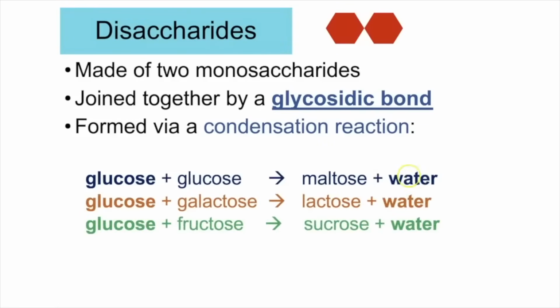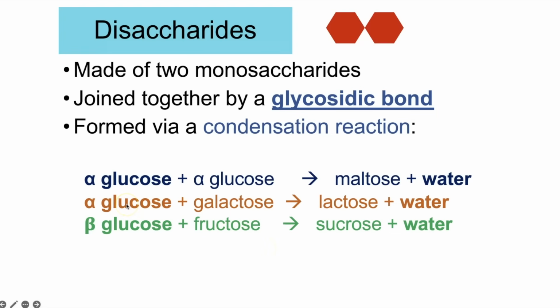The other 2 disaccharides you need to know about are lactose and sucrose. All 3 of the disaccharides are made up of 1 monomer of glucose, and then it's the second one which is different for all 3. Maltose is made up of an extra glucose, lactose is made up of galactose, easier to remember because lactose is in the name, and then sucrose, the second monosaccharide it's made up of, is fructose.